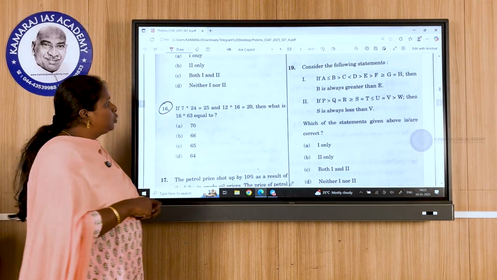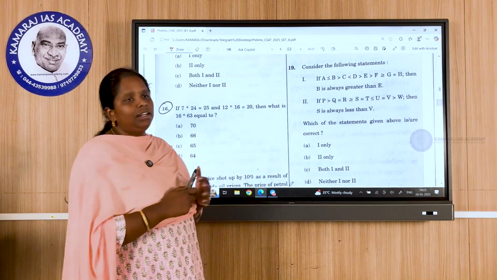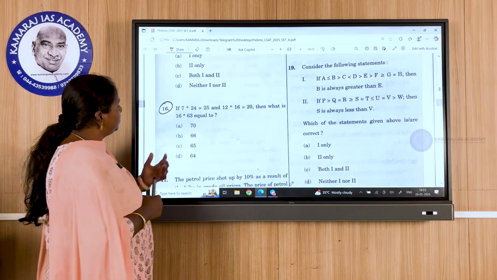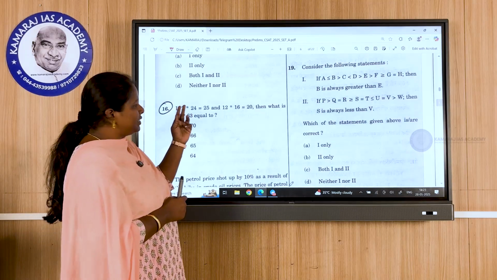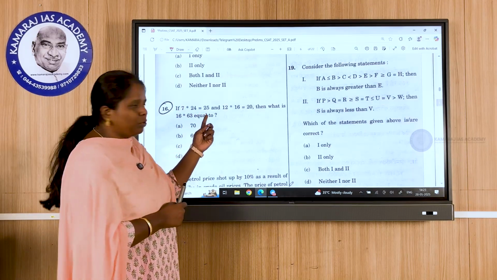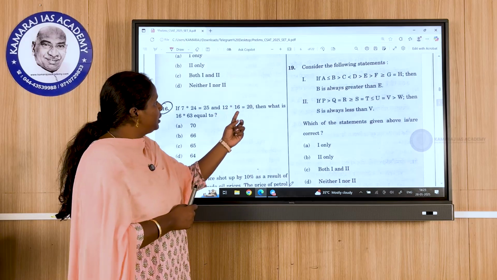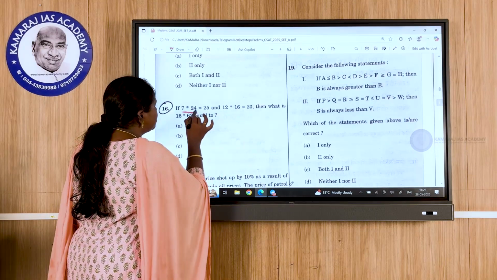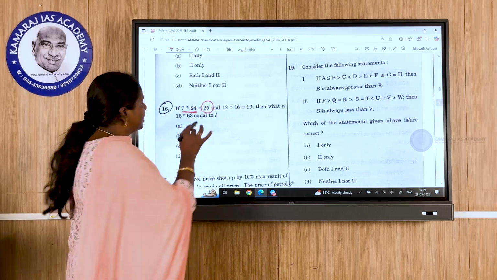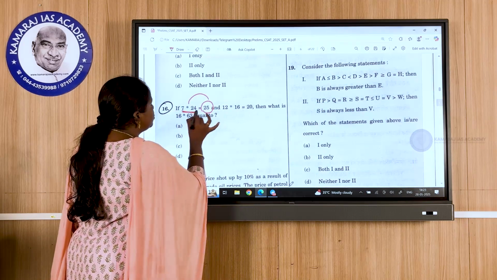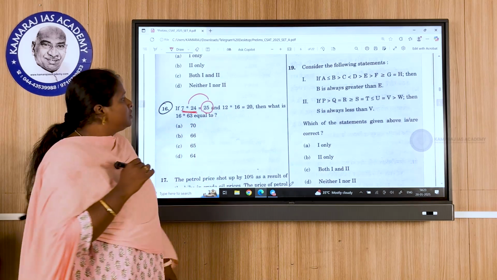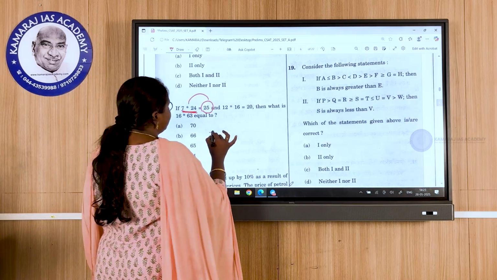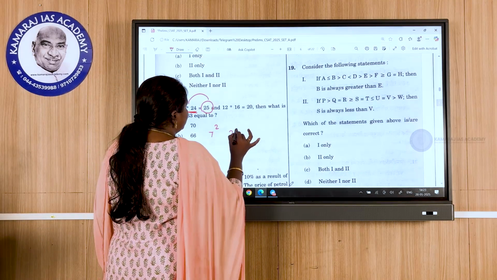Next we have two questions, 17 and 19 under reasoning. So see here, 7, some symbol is given, 24 gives you 25. 12, some symbol is given, 16, and your answer is 20. So there is some logic between these two numbers to get this number. There is a relation between these two numbers and this number, right? So what about 7 square and 24 square?